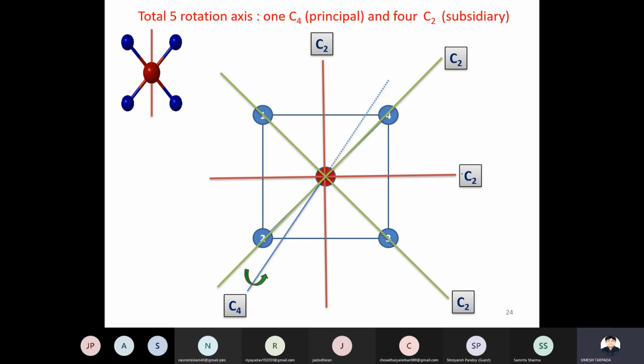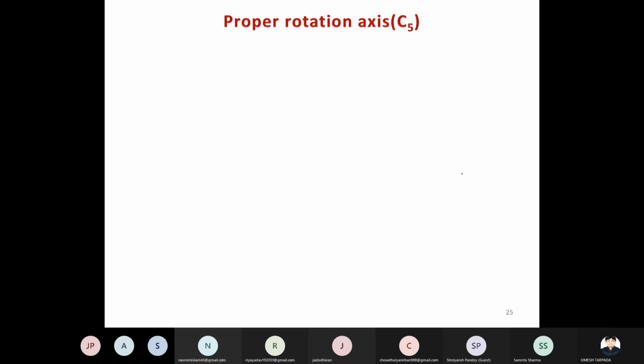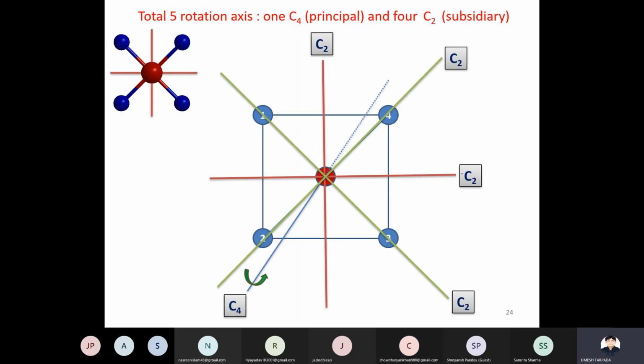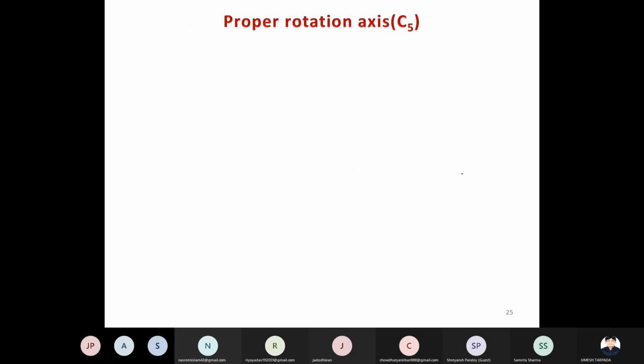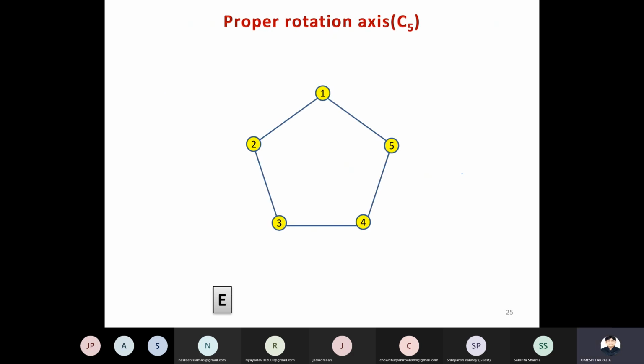This is 1 C2. Rotation is given at angle 180. Second C2. Remaining 2 C2 are in between the bond. Where is your principal axis in this case? C3. C3. 3 or 5?